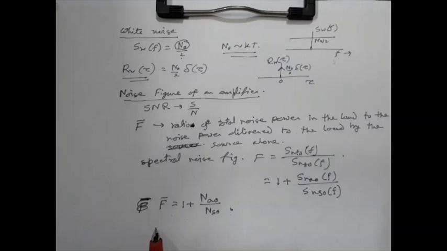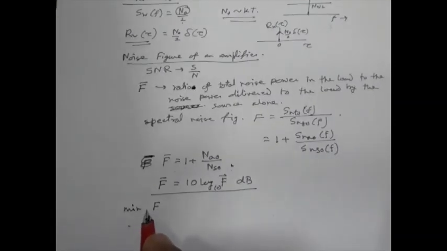Generally, noise figure is expressed in terms of decibel. The minimum value of F bar is equal to 1. So in decibel scale, if the amplifier is completely noiseless, then it will be taken as 0 dB. So this is the minimum value of the noise figure.